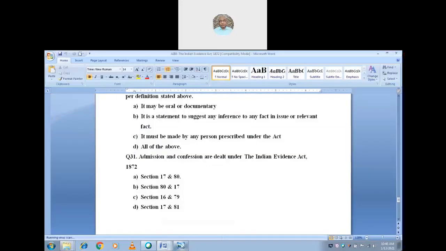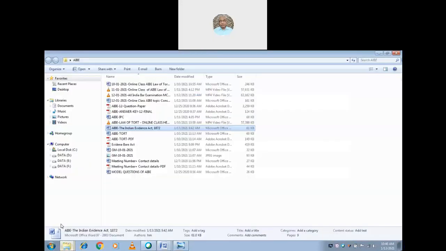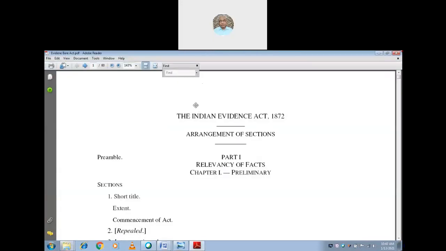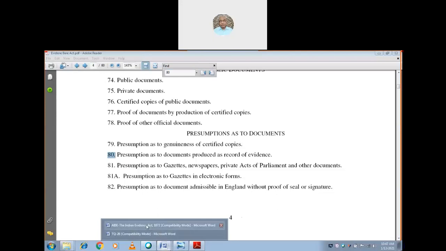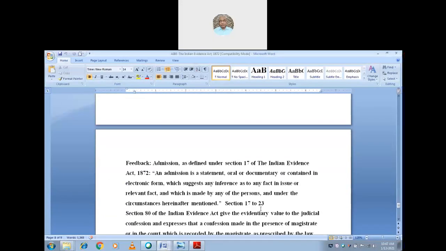See here, I made it open. Indian Evidence Act, Bare Act. Where is the Bare Act? If you see the Bare Act, what is actually given as 80? I think I downloaded the old act. This is presumptions as to documents produced as record of evidence. It is not a confession. So I think yours is right, I believe. The presumption is given as 80, but in the explanation they have given a different thing. So let me check what is given.